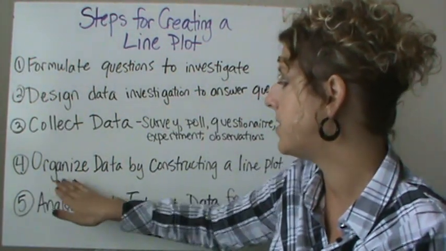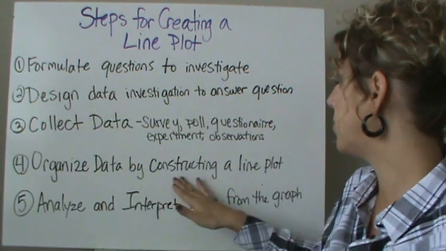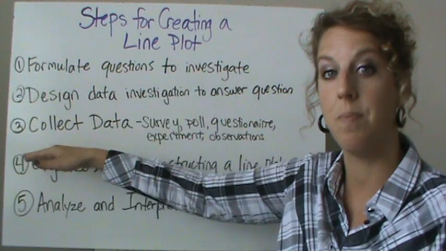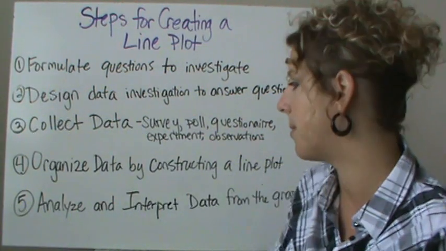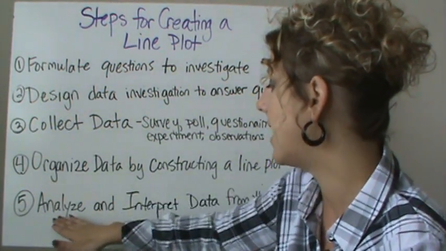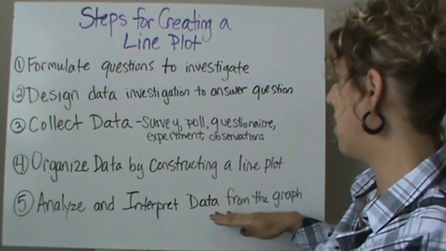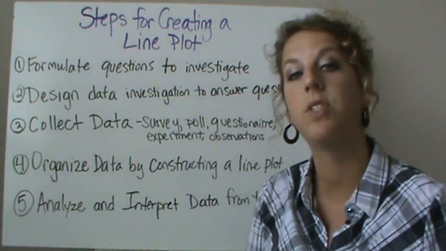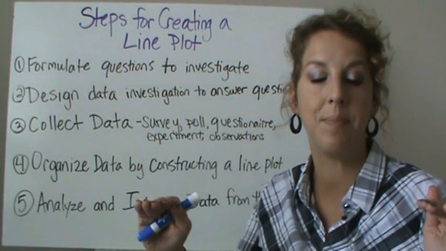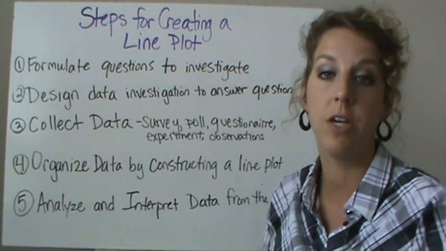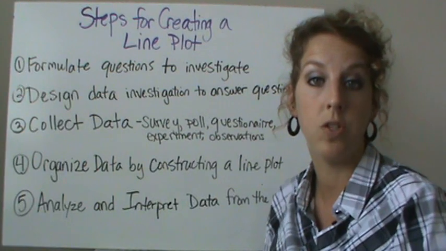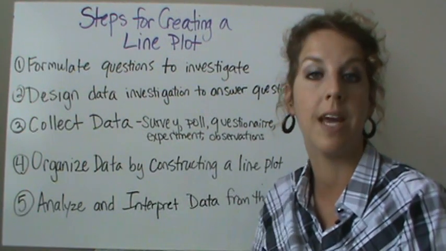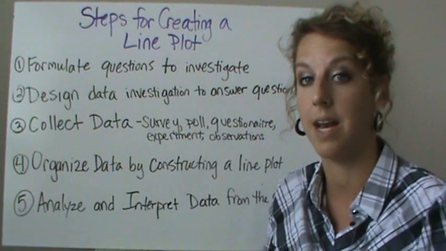The 4th step is to organize your data by constructing a line plot. So after you've collected the data, you may then start to construct your line plot. And finally, analyze and interpret the data from the graph. This is a really important step. You want to be able to understand what your line plot means. And you want to make sure that the person who's reading and interpreting your data also understands. So that helps you go back and check to make sure you plotted the data properly.